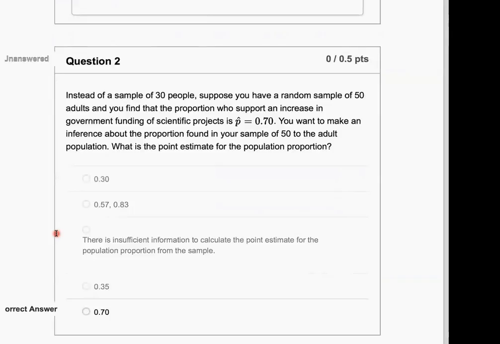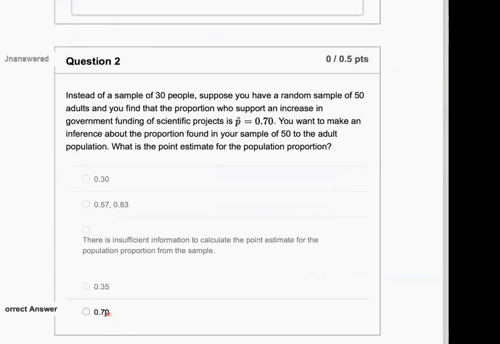Okay, so we extend this question and we ask for question 2, instead of a sample of 30 people, suppose we have a random sample of 50 adults, and you want to find the proportion who support an increase in government funding of scientific projects. P hat is still 0.70. You want to make an inference about the proportion found in your sample of 50 to the adult population. What is your point estimate for the population proportion?